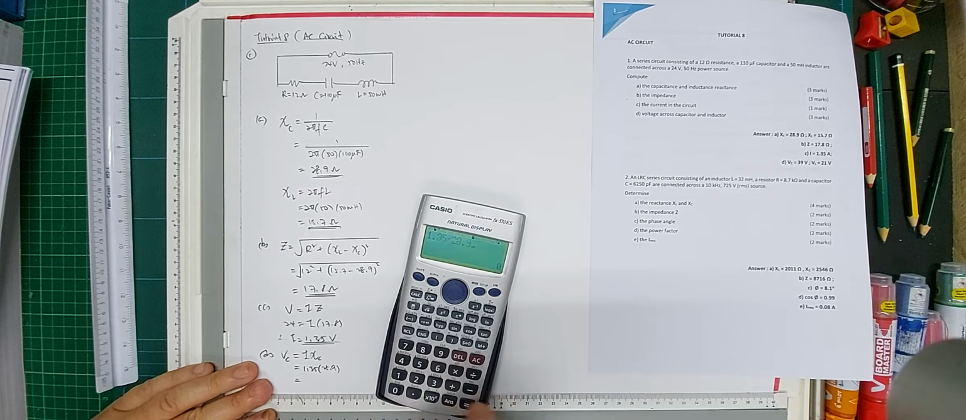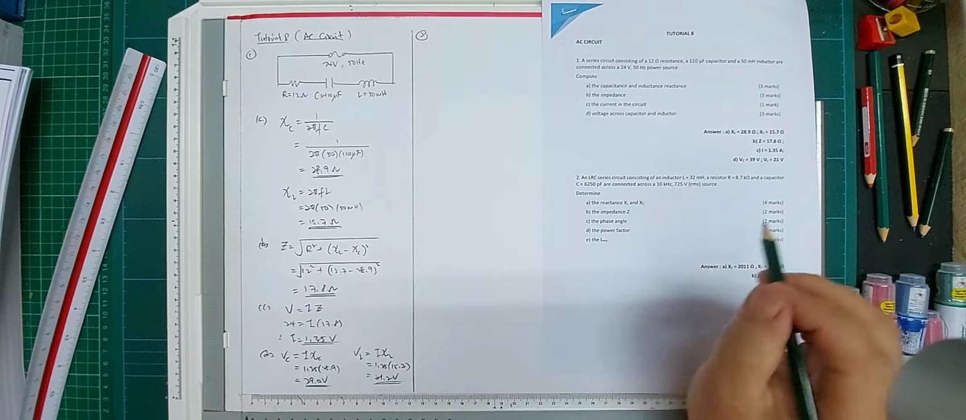That's question number 1. Next, question number 2 is an LRC circuit. An LRC series is the simplest AC circuit, consisting of an inductor L of 32 millihenry, a resistor, and a capacitor connected across a 10 kHz 725 volt source. Determine the reactance.